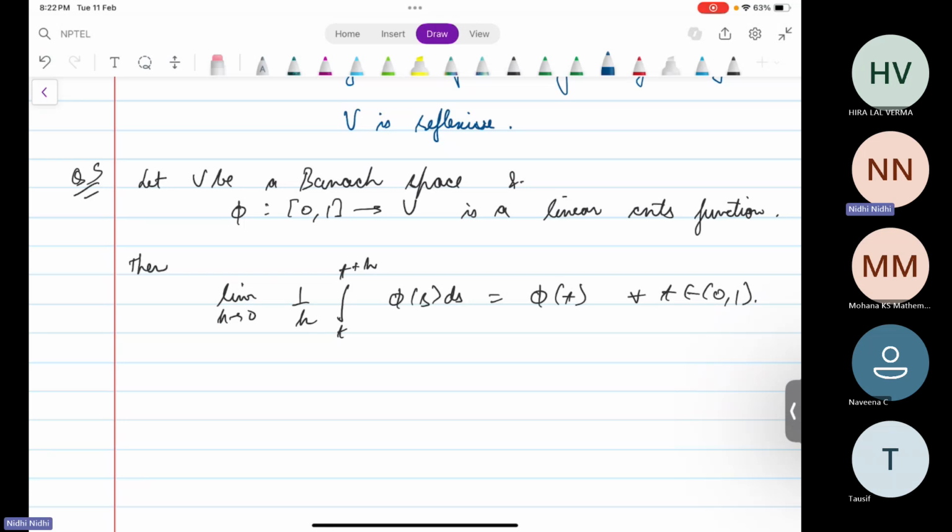So basically, if V is a Banach space and phi is a linear continuous function which has values in the Banach space, Banach valued, we can call it a Banach valued linear function, a continuous linear function. In that case, we have for every t in 0 to 1, phi t is equal to the limit as h tends to 0 of 1 by h times the integral from t to t plus h of phi s ds.